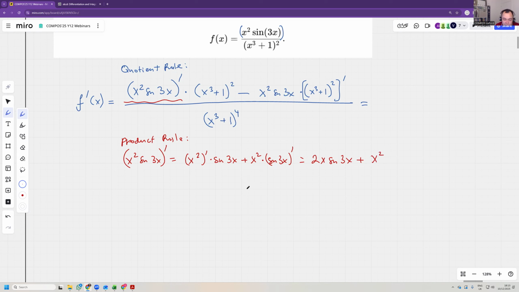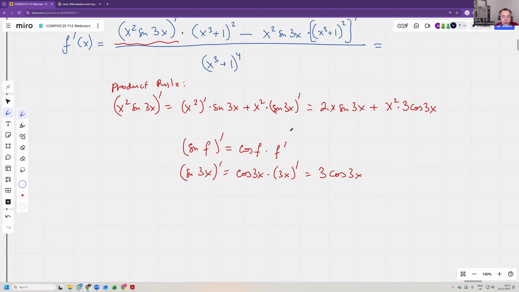Now, the derivative of sine 3x. Remember, sine f dash is cos f multiplied by f dash. So sine 3x dash is cos 3x multiplied by (3x) dash. So this is 3 cos 3x, because the derivative of 3x is just 3. And there's a multiplied by 3 cos 3x. Okay, we've dealt with this bit.